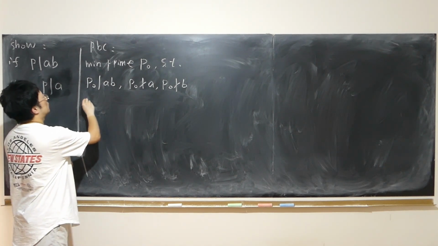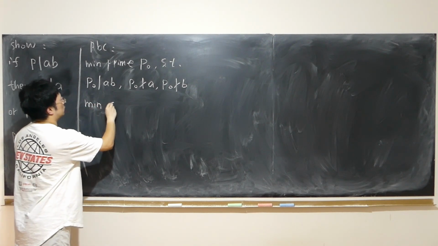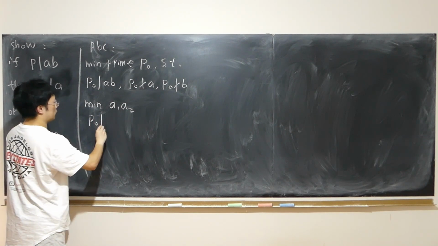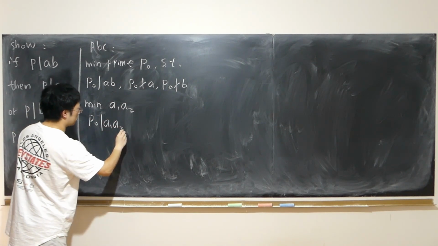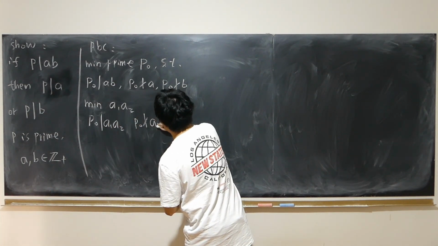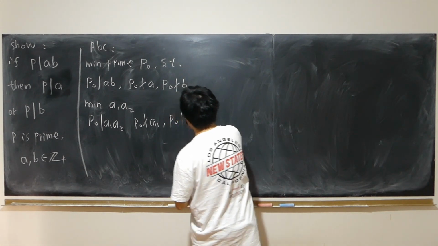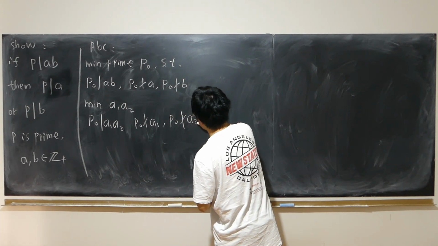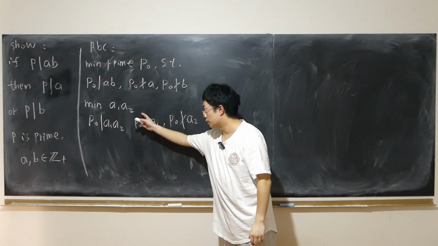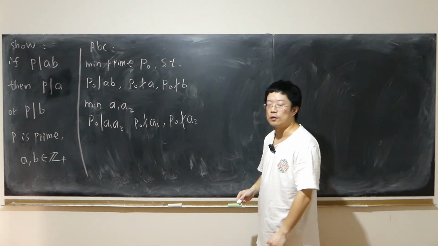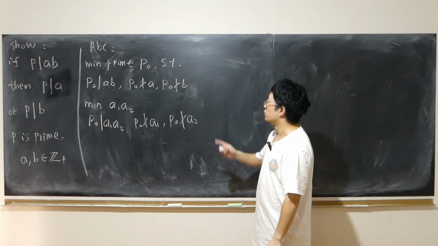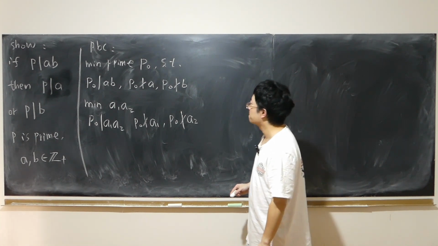And out of the many possibilities, I say there also has to be a minimum product. Let's say the minimum product A1 times A2, where P naught divides A1 times A2, but P naught does not divide A1, and P naught does not divide A2, where A1 and A2 are fixed and the product is the minimum, also according to the well-ordering principle. So we're going to reach some contradiction from there.